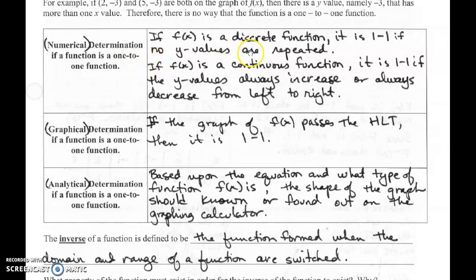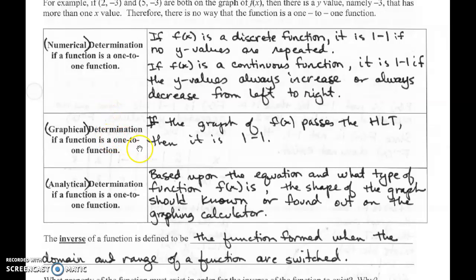Now if it's continuous, you want to double check that it doesn't change from increasing to decreasing or decreasing to increasing. So that's where we get this phrase where if it's continuous, the function needs to either always increase or always decrease. And we have an example to look at when I actually start writing for you.